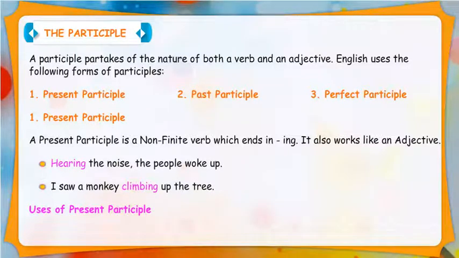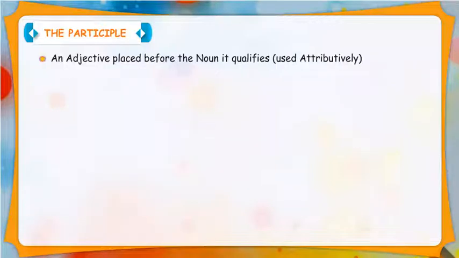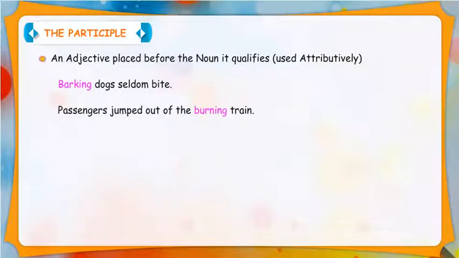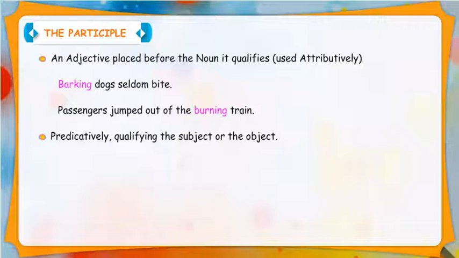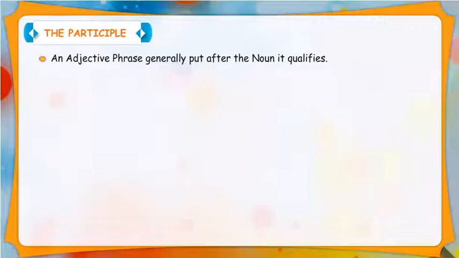Uses of present participle. The present participle may be used as an adjective placed before the noun. It qualifies. Used attributively. Barking dogs seldom bite. Passengers jumped out of the burning train. Predicatively, qualifying the subject or the object. The book was interesting. Qualifying subject. I saw the baby crying. Qualifying object.